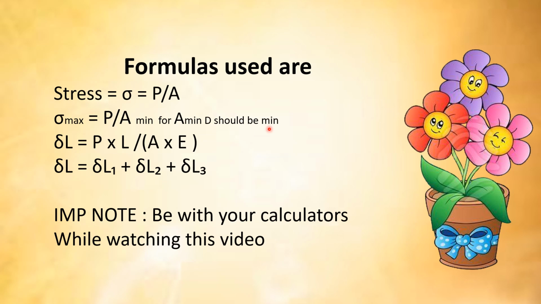The next formula which we will be using is delta L is equal to PL upon AE, and if the bar is made up of different cross sections, then the total elongation delta L will be equal to delta L1 plus delta L2 plus delta L3. Here note one important thing: while watching this video, be with your scientific calculators so that as you are watching the video, you can side by side do the calculations and learn to solve the problems.